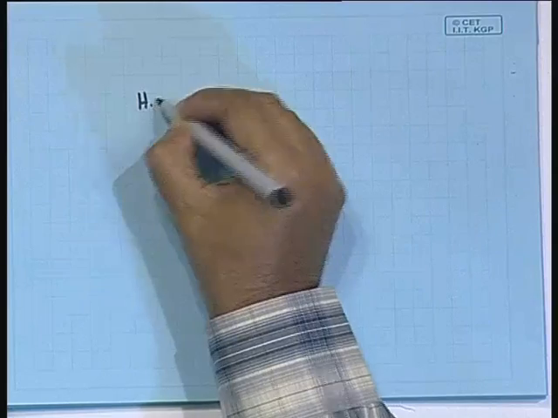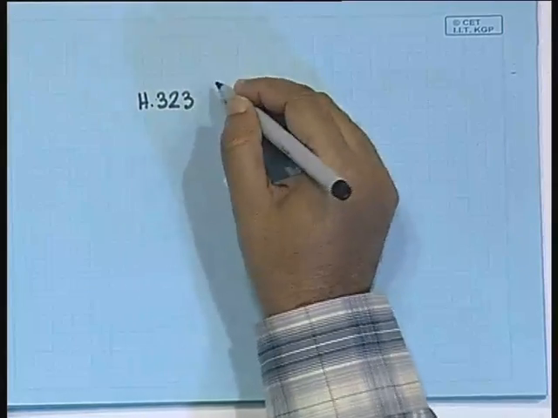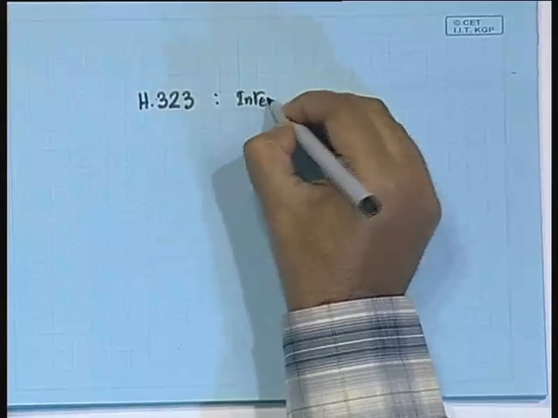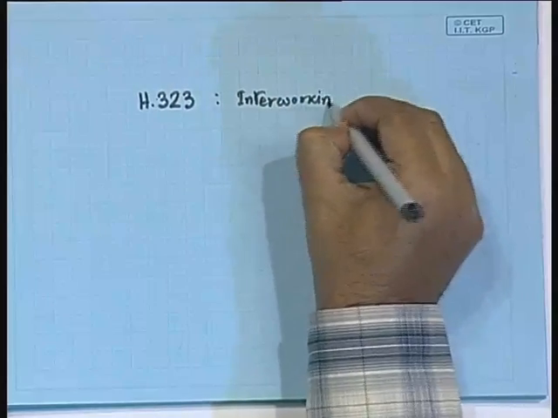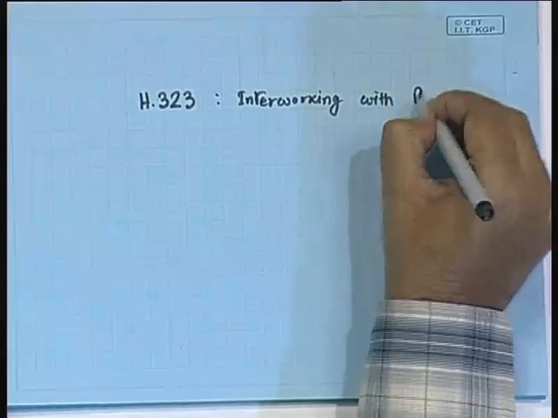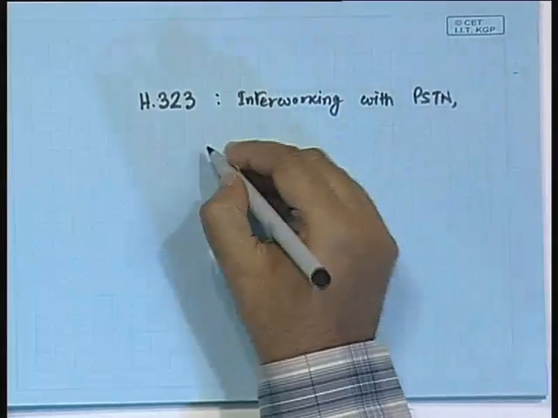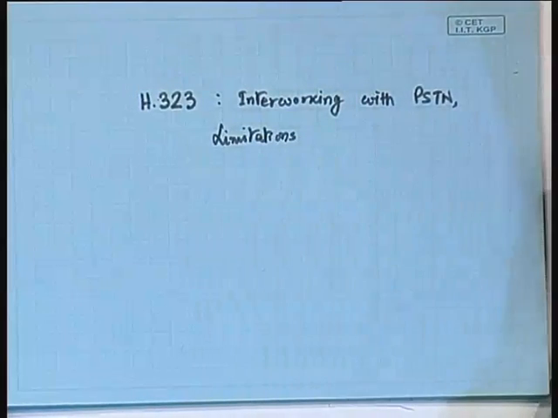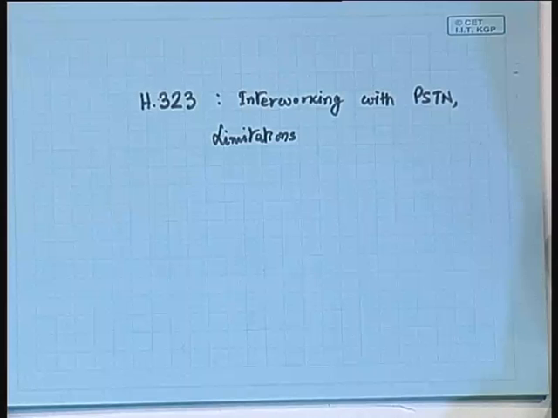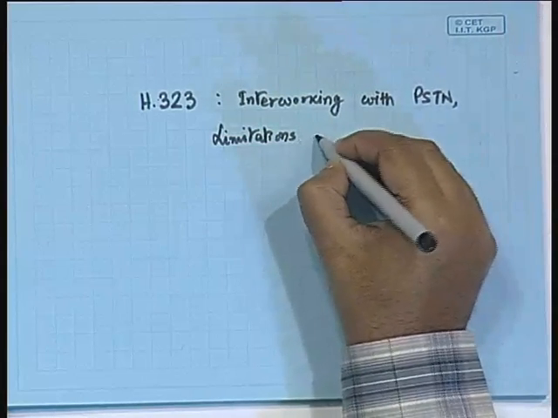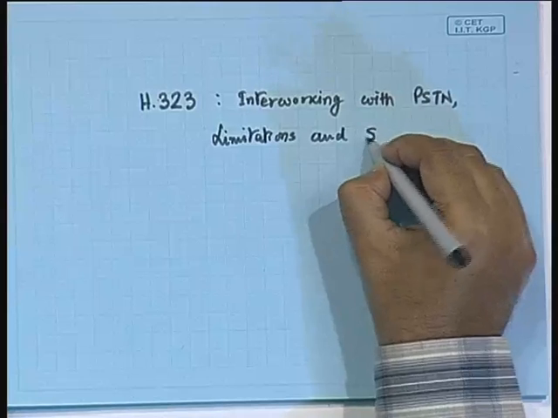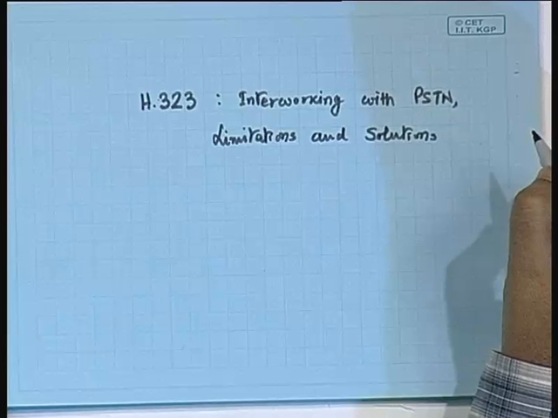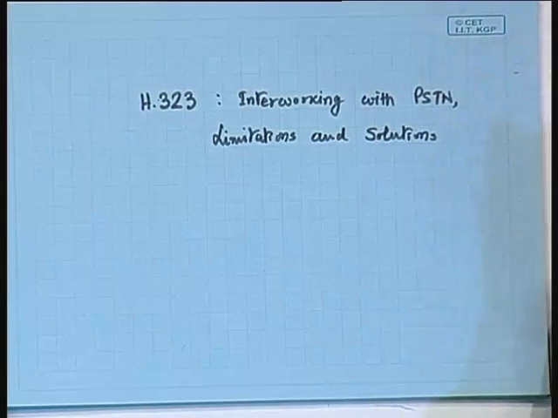In this lecture we are going to see some more aspects of H.323, and one of those is its interworking with the PSTN. Then we are also going to see what exactly its limitations are, especially when we are talking about carrier grade telephones, and what solutions have been proposed till now in order to overcome these limitations. So, these three aspects we will be taking up in this lecture.